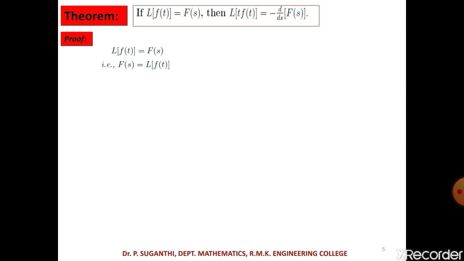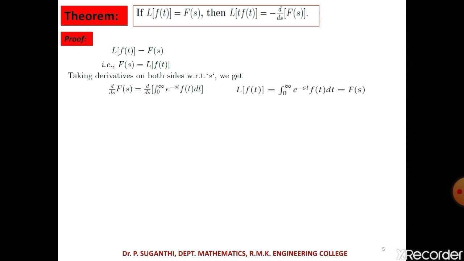Proof. We know that L of f of t equal to F of s, that can be written as F of s equal to L of f of t. Taking derivatives on both sides with respect to s, we are getting d by ds of F of s, which is equal to d by ds of integral 0 to infinity e power minus st f of t dt. Here L of f of t we replaced in terms of integral form.